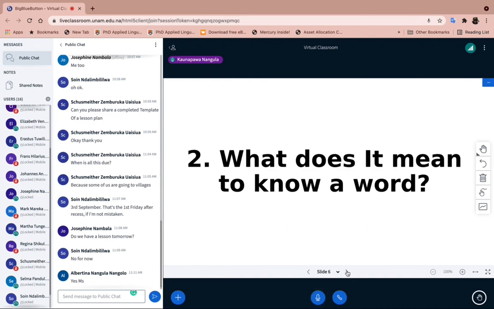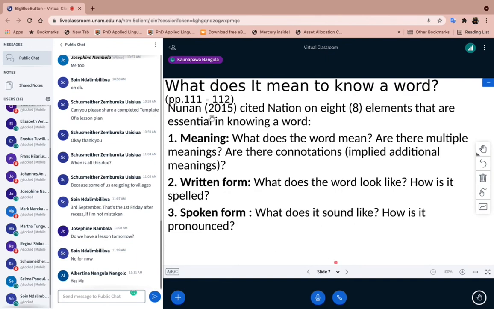So what does it then mean to know a word? Because vocabulary here, we are looking at it in terms of words. Okay? What does it mean to know a word? So there are 8 components. Noonan, a book that I've shared with you, mentioned 8 elements that are essential in knowing a word. So the first one that we have is the meaning of the word. So what does the word mean? Are there multiple meanings? Are there connotations, so implied meaning that is not explicit towards the word that you are looking at?